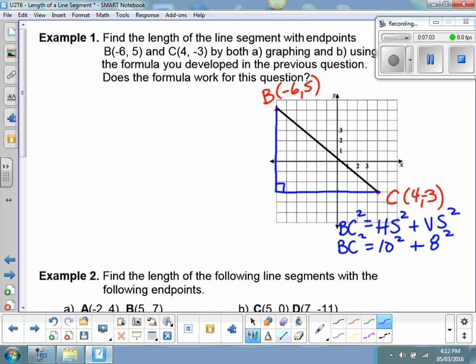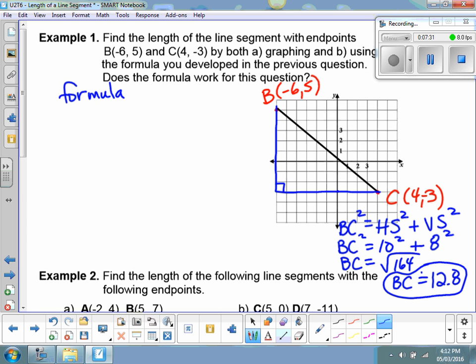All right. So now when I figure those out, 10 squared plus 8 squared, I get 164. So once I take the square root of 164, if I round that to one decimal place, I get BC is about 12.8. So again, that's the longest side. That makes sense. So that's the graphing. Now let's just jump over here and try it using the formula.